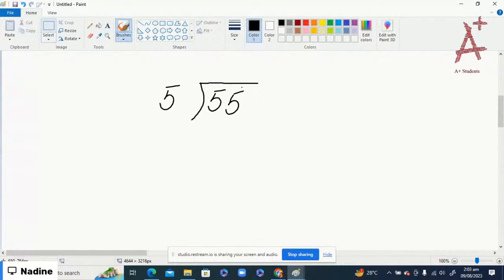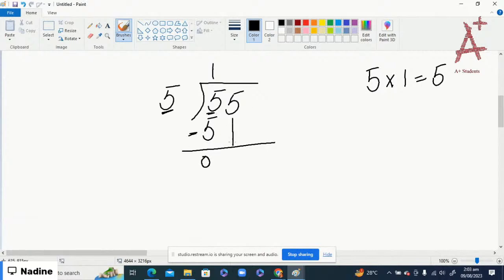So from that, let's divide first of all the first digit of this 5 over this 5. So 5 times which number is 5? As we know that 5 times 1 is 5. So here we're going to put 1, 5 times 1 is 5. Then subtract it, 5 minus 5, the answer is 0. Now putting down this 5, again 5 times 1 is 5, and here again subtract, so we got the answer 0. So here is your answer, that is 11.